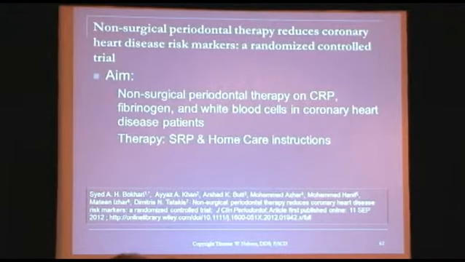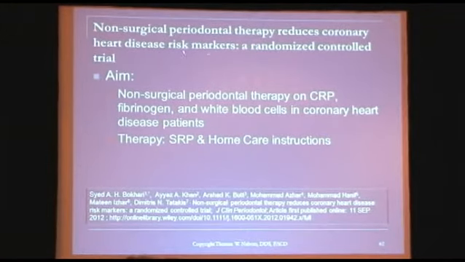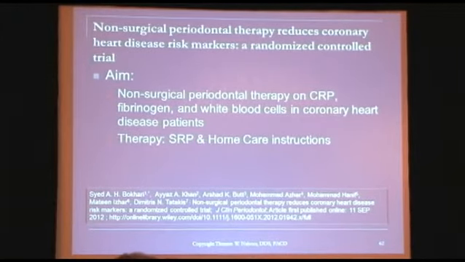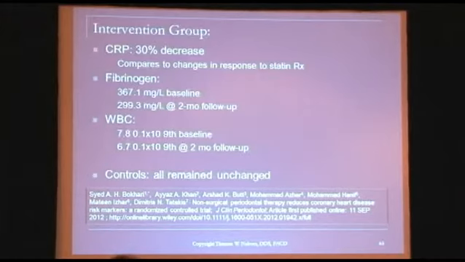It looked at whether non-surgical periodontal therapy actually reduces coronary heart disease risk markers. They again used simply scaling and root planing and home care instructions, nothing else. Then they looked at CRP, fibrinogen, and white blood cells in these coronary event patients. They looked at 285 patients in the intervention. They purposely wanted a large number in the intervention, about twice the number of controls, so they could really determine if the intervention is working. They looked at them at baseline, at 1 month, and at 2 months.